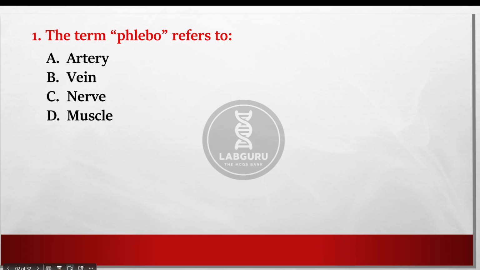Here the options are option A, artery, option B, vein, option C, nerve, and option D is muscle. The question is asking about the word phlebotomy. You can see the word phlebotomy is composed of two Greek words. The prefix one is phlebo and the suffix one is tomy. So the prefix phlebo means vein. Here the right answer is option B, that is vein.